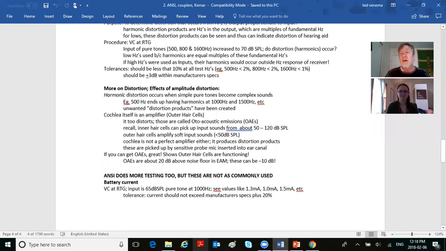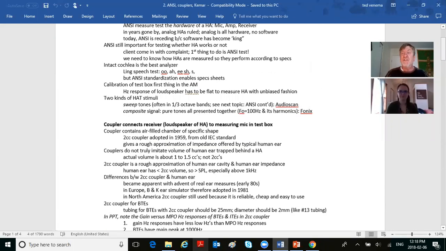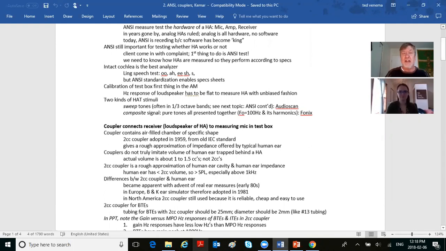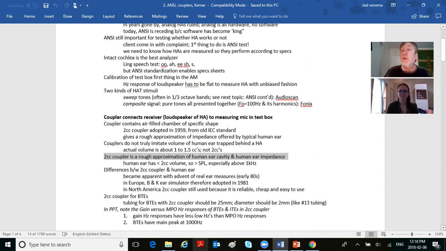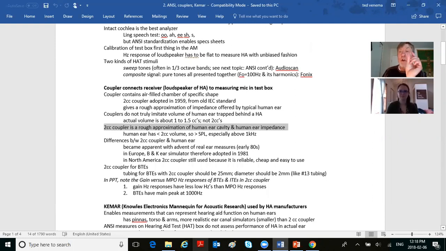Okay, so for the ANSI section, if I look in the notes here and we start off at the very top, something to focus on is the fact that the 2cc coupler is larger than the real ear, okay? And what do I mean by the real ear? Larger than a closed ear canal. A closed ear canal has 1 to 1.5 cubic centimeters, not 2, okay?